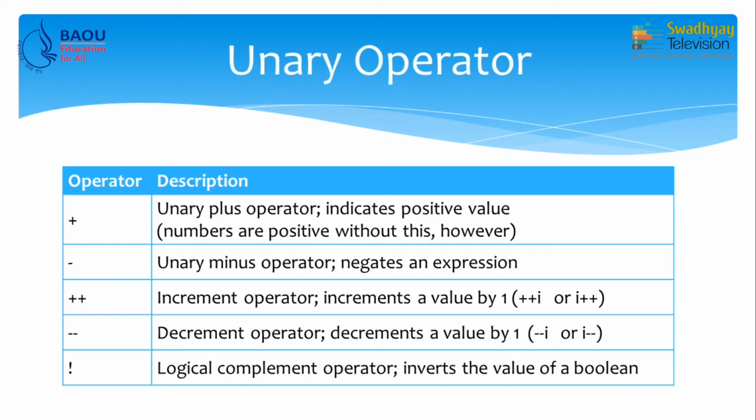On screen, you can see the first operator is plus. Here it is not addition operator, but it is a unary plus to indicate positive value. Similarly, we have unary minus operator to negate an expression or show negative value. Then we have plus plus, which is also called increment operator, and for example, if I write down I plus plus or plus plus I, then it increments the value of I by 1. Similarly, we have minus minus operator, which is also called decrement operator, and as its name suggests, it decreases a value by 1.